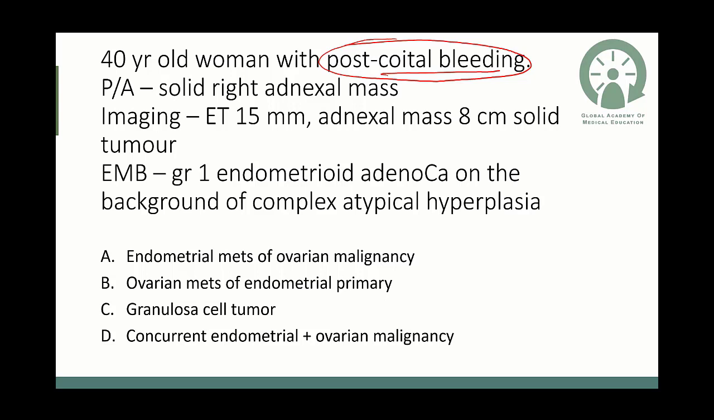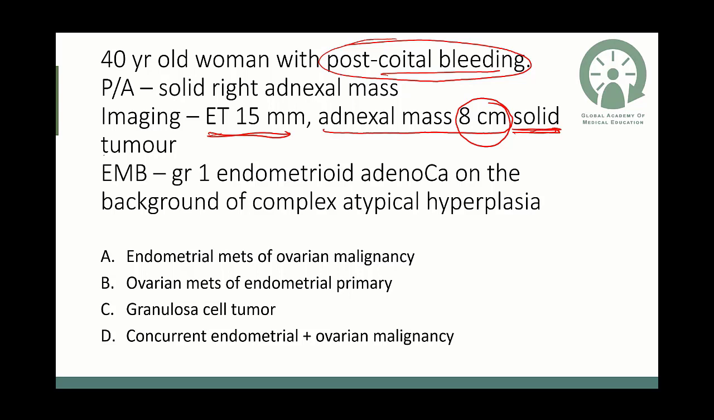Per abdomen, we found a solid right adnexal mass. When we find a mass per abdomen rather than on bimanual examination, the mass has to be big because it has to come out of the pelvis to be palpable per abdomen. They have given the imaging: endometrial thickness of 15 millimeters. She is a 40-year-old woman, so 15 millimeters is plus minus, not grossly abnormal. In postmenopausal women, the thickness cutoff is 4 millimeters, so if it is 4 millimeters or more, it is grossly abnormal. But for a 40-year-old it is plus minus. The adnexal mass is 8 centimeters, so it's a big mass and it is a solid tumor.